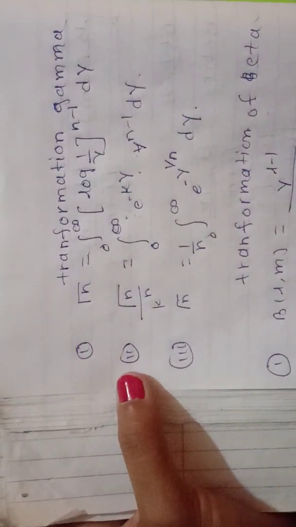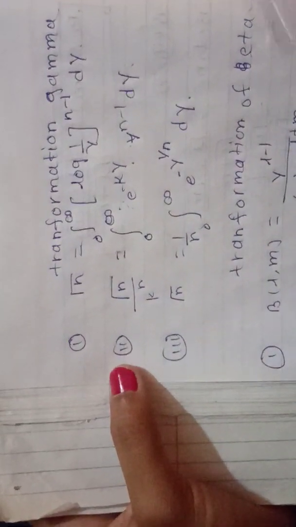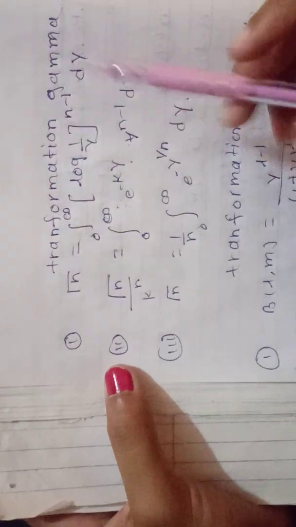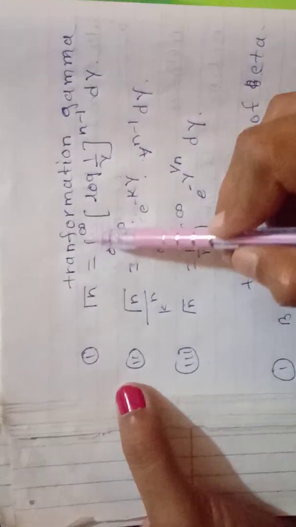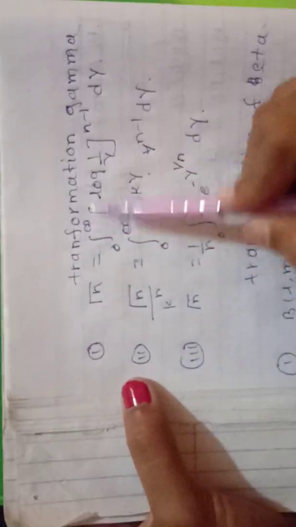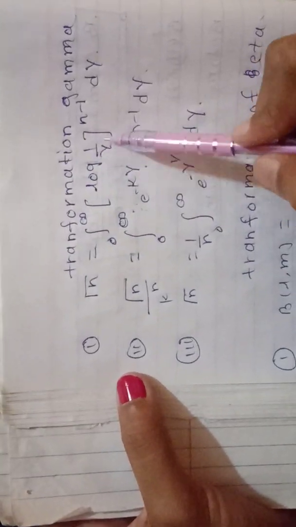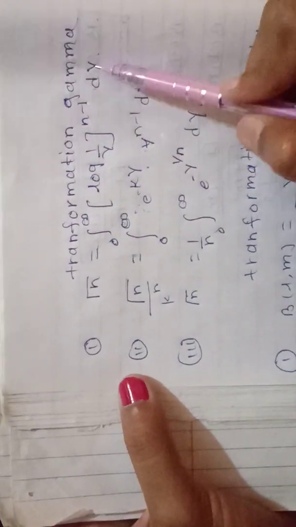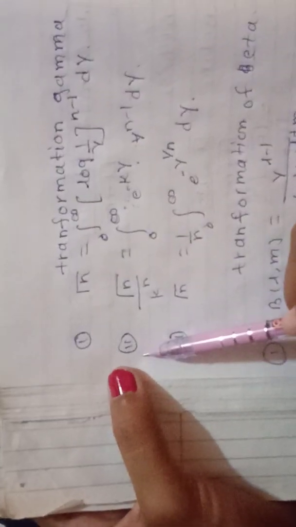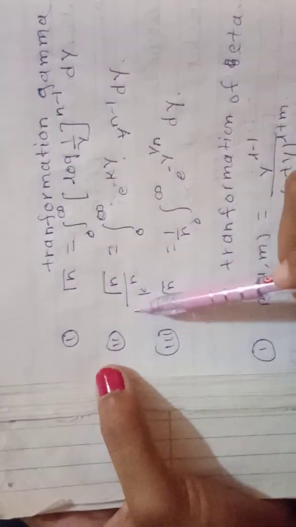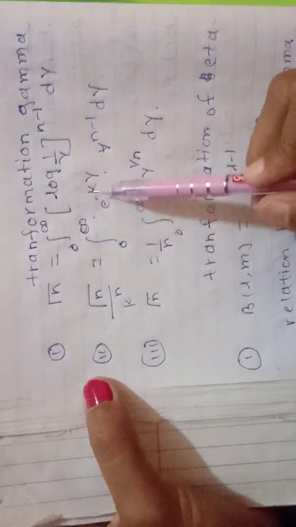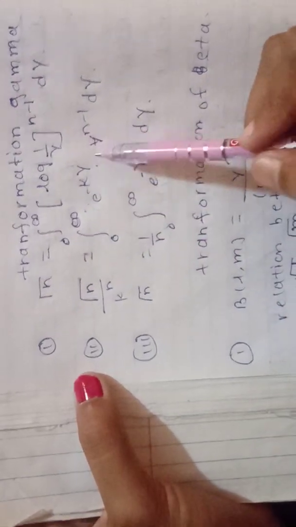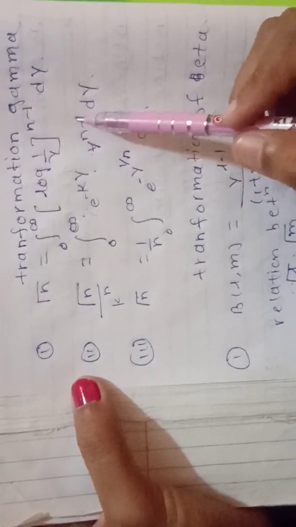Hi friends, in the previous lecture we saw the transformations of the gamma function. The first transformation of the gamma function is gamma of n is equal to integration 0 to infinity (log of 1 by y) raised to n minus 1 dy. Then the second transformation is gamma of n by k raised to n is equal to integration 0 to infinity e raised to minus ky into y raised to n minus 1 dy.